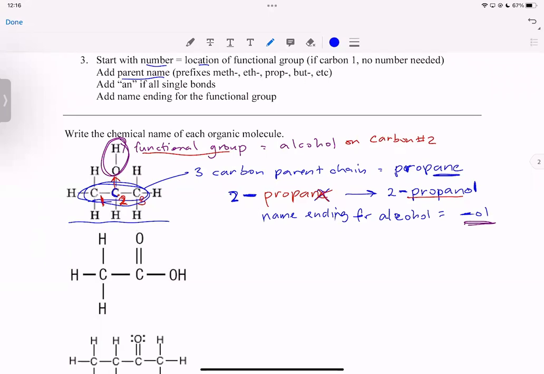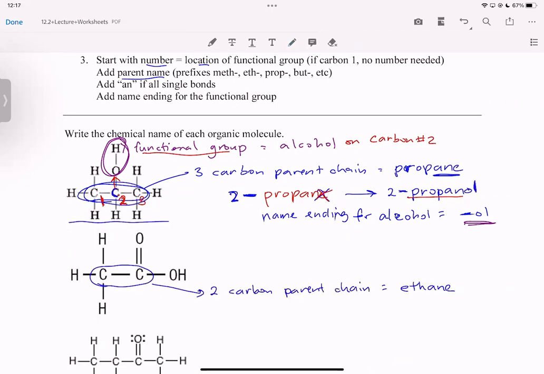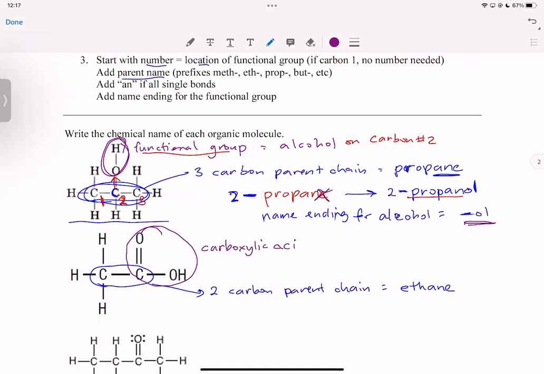Okay, so going on to the next one, is a 2-carbon parent chain. So this is the longest 2-carbon parent chain. And we want to figure out the name of that 2-carbon parent chain. If you have 2 carbons, that would be called ethane. Okay, but there's a functional group here. So circling this functional group, it is the carbon double bond oxygen single bond OH. That's called the carboxylic acid. That's the carboxylic acid functional group.